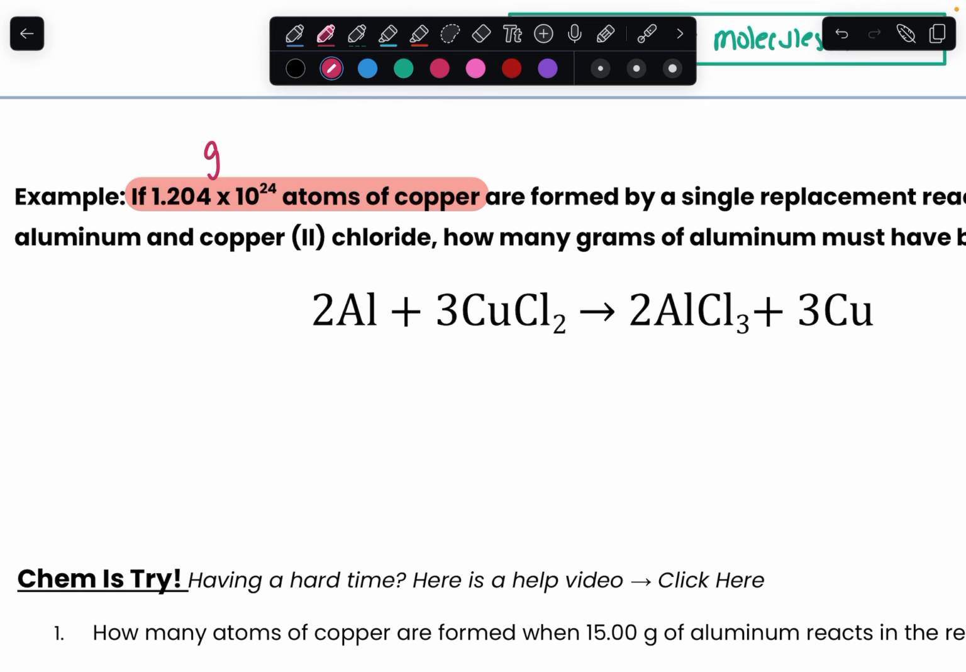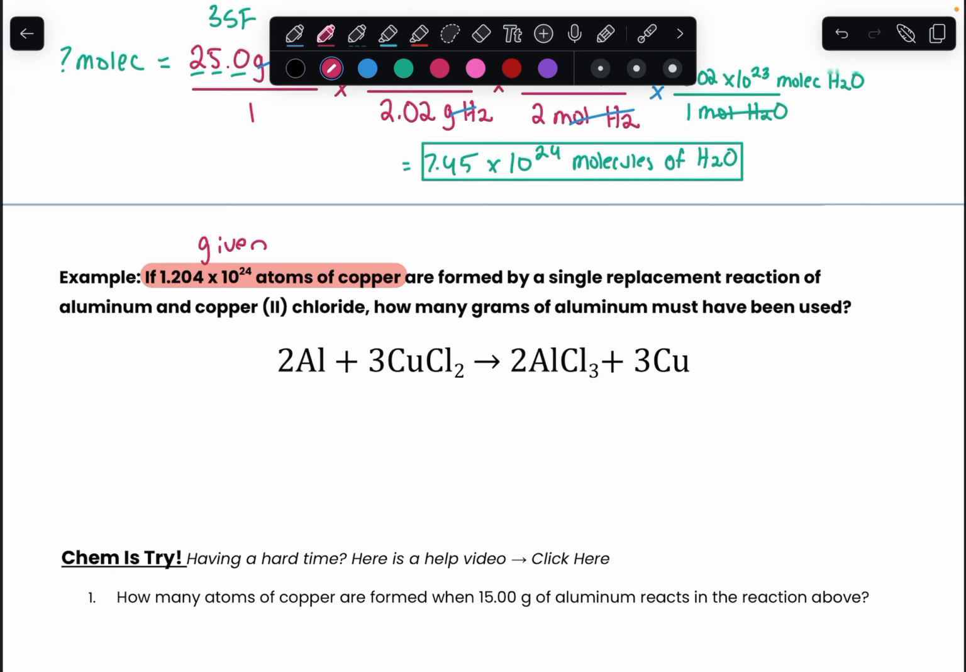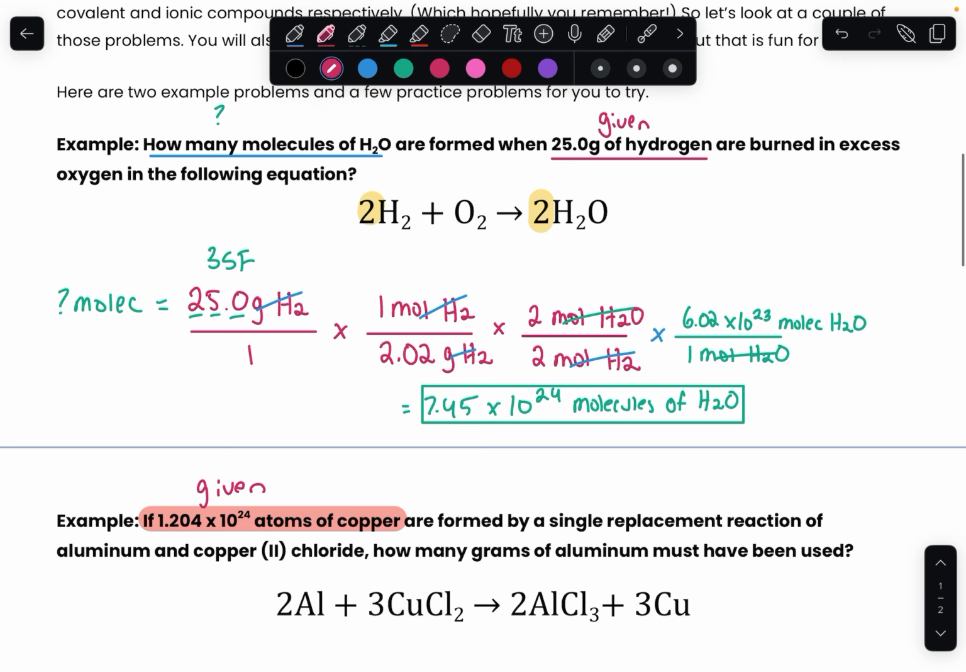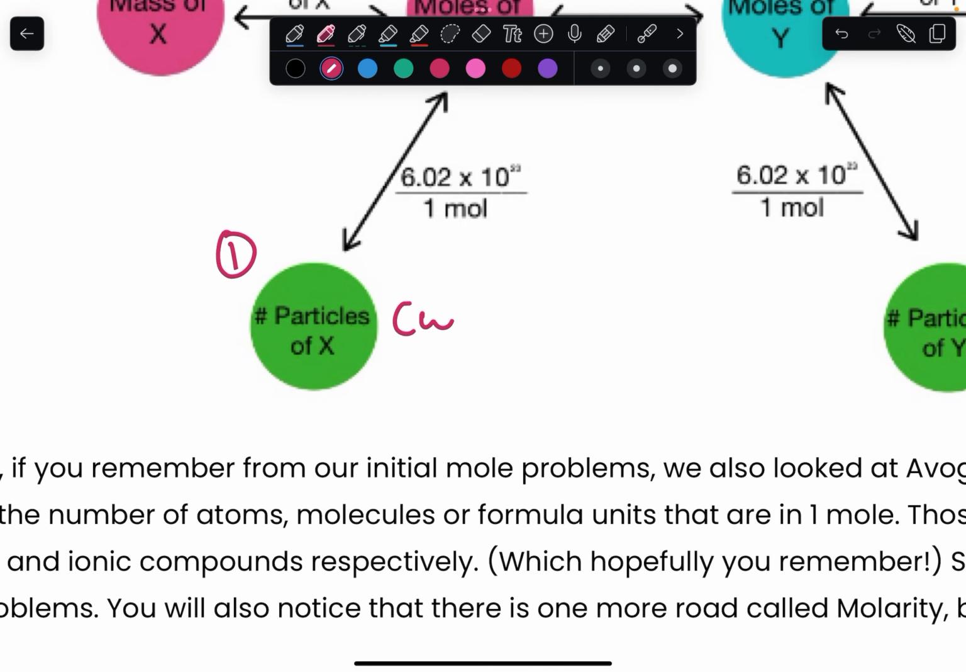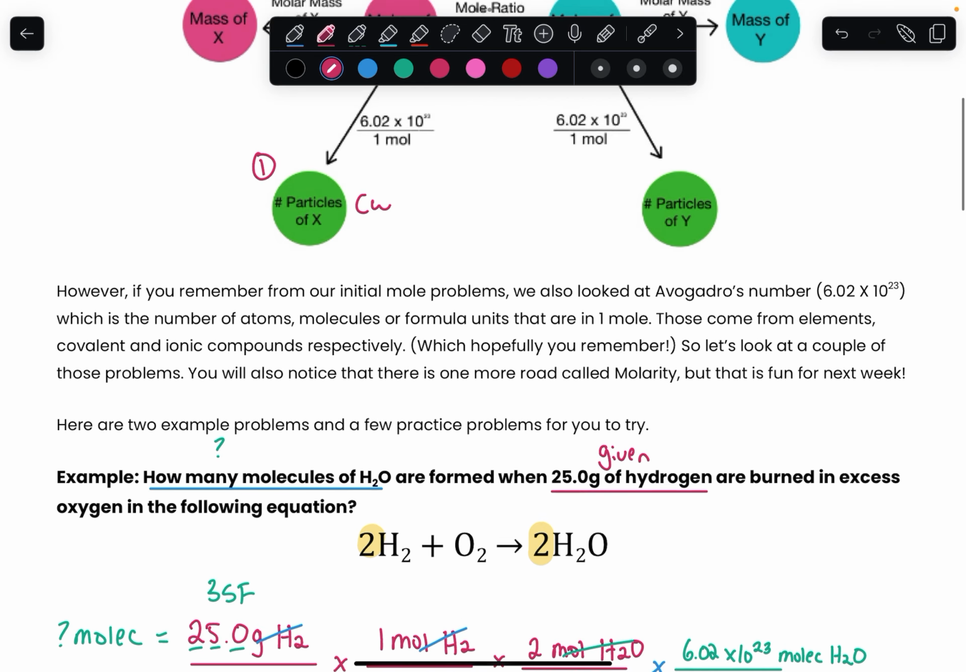Our given value, unlike the first question where we were given grams, is now going to be atoms. So we're kind of flipping the order of the previous problem, and we're going to be starting in particles of X in this particular problem. That in this case would be atoms of Cu.